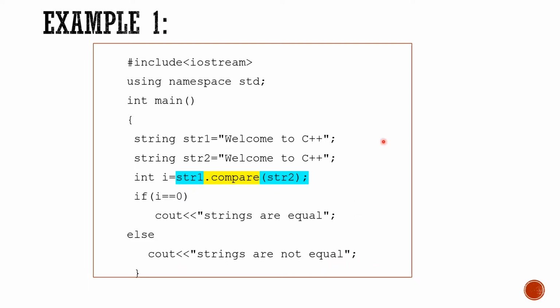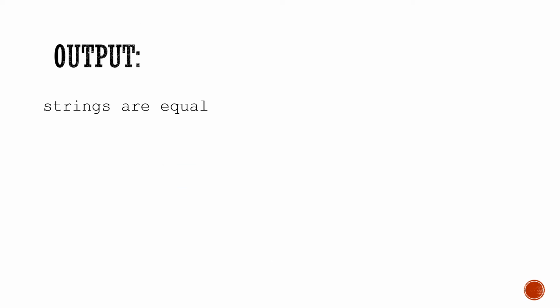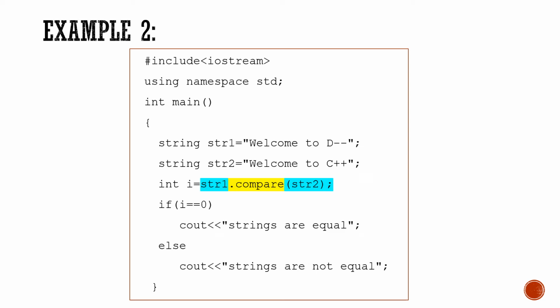Let's say we compile and run this program. This is going to be the result: strings are equal. Now let's say we have two different strings, and we want to write a program to check whether the strings are equal or not. For example, str1 is welcome to D minus minus, and str2 is welcome to C++. Obviously, these two strings are not equal.